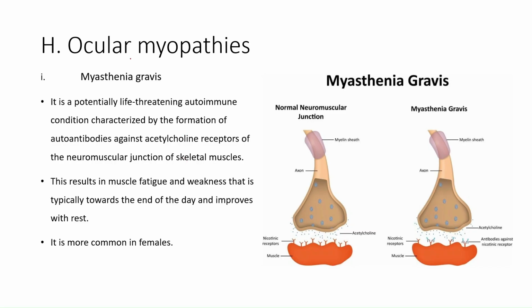So let's move on to oculomyopathies. The most common one is myasthenia gravis. When only the eye is involved, we call it ocular myasthenia.